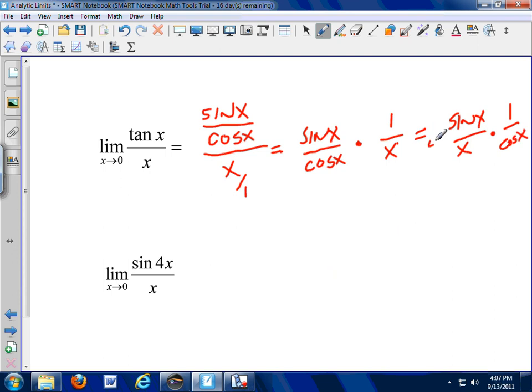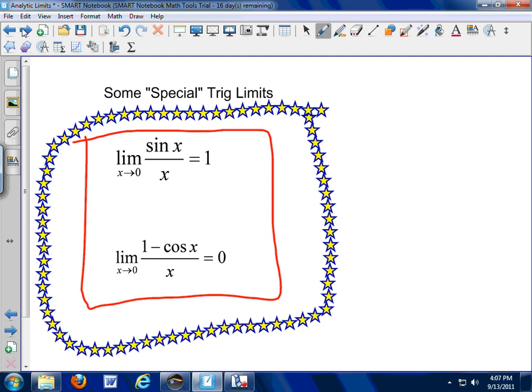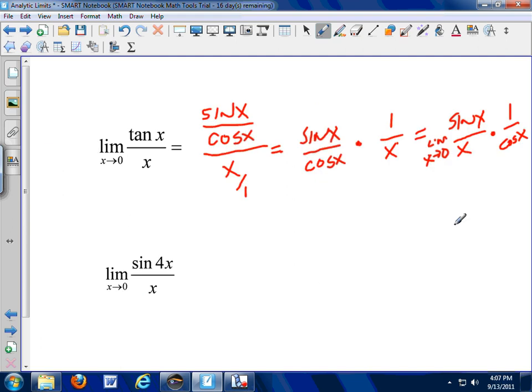All the time still, we're looking to take the limit as x approaches 0. But we know what the limit as x approaches 0 of sine x over x is. Put stars around it. There it is, it's 1. So this thing's 1. And cosine of 0 is 1. 1 over 1 is 1. So this is 1 times 1, which is 1. Ta-da! Great.